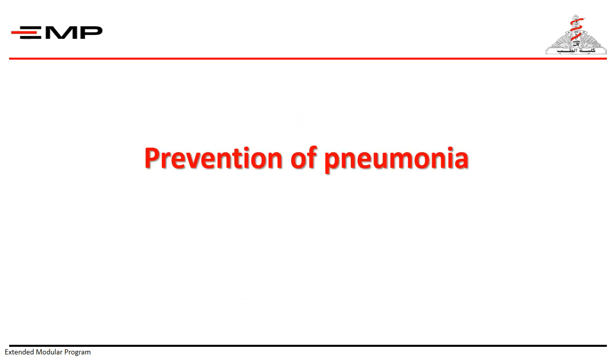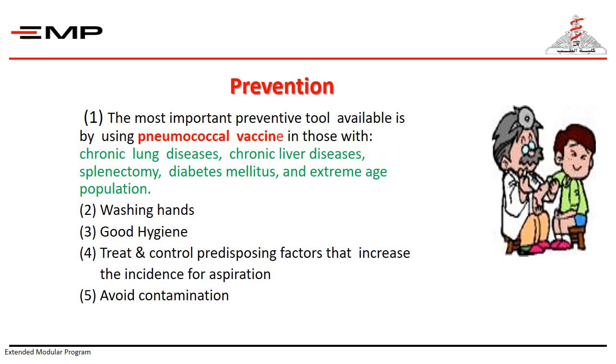Prevention of pneumonia and how to prevent pneumonia. It is very important to prevent pneumonia. The most important preventive tools available is using pneumococcal vaccine in those patients with chronic lung disease, chronic liver disease, splenectomy, diabetes mellitus, and extreme age population. Another way for prevention is washing hands, good hygiene, treat and control predisposing factors that increase the incidence of aspiration, and avoid contamination.